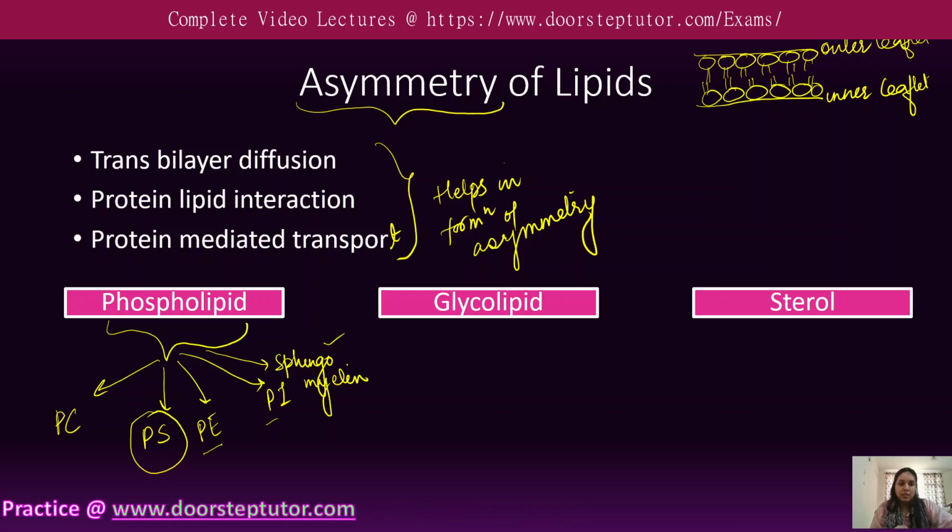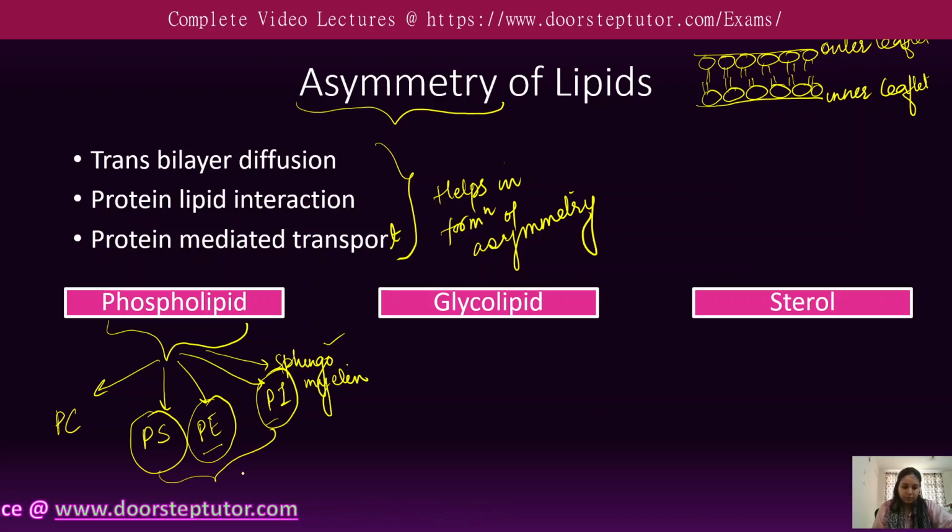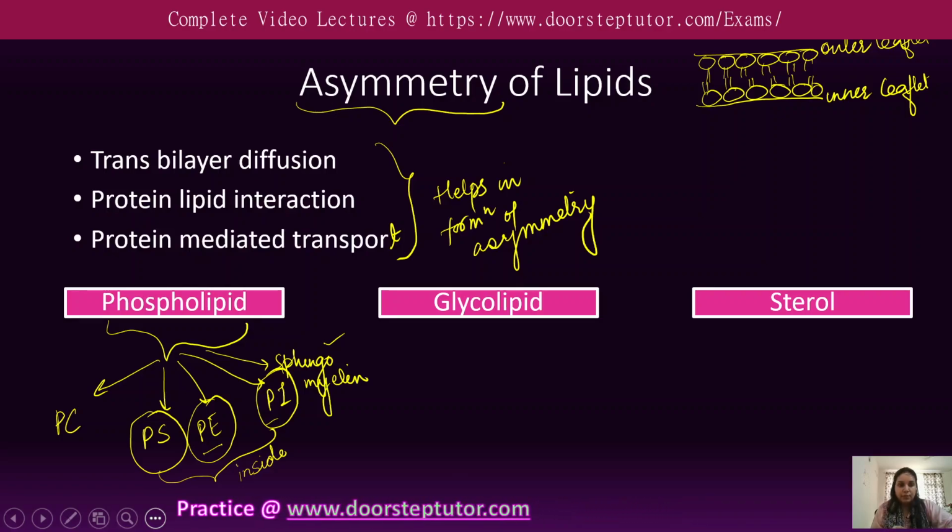the amine-containing lipids are usually present on the inner side, that is toward the cytoplasmic side of the plasma membrane, which include phosphatidylserine, phosphatidylethanolamine, and inositol. In the inner leaflet, 90 to 95% of the phosphatidylserine is usually present, that is the inner leaflet of the plasma membrane, while sphingomyelin and phosphatidylcholine are usually present on the outer leaflet of the plasma membrane, that is toward the exoplasmic space.